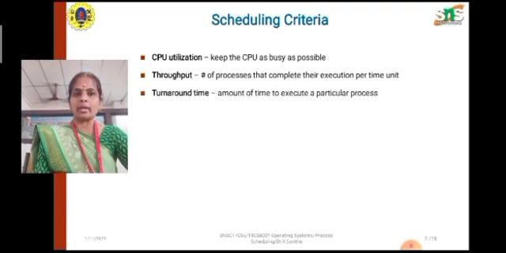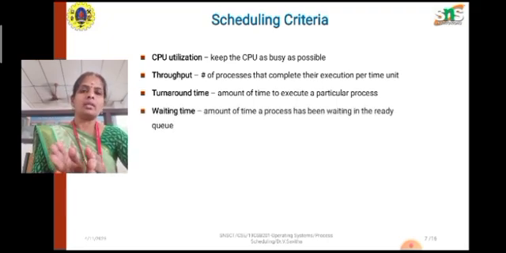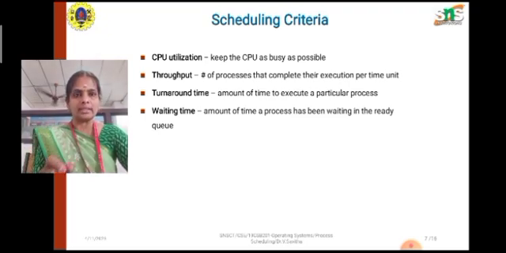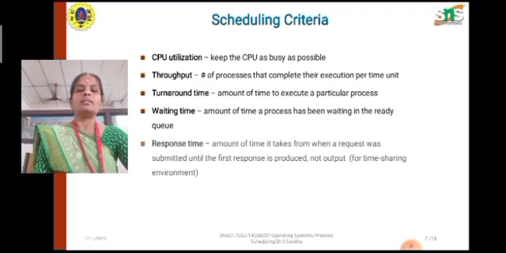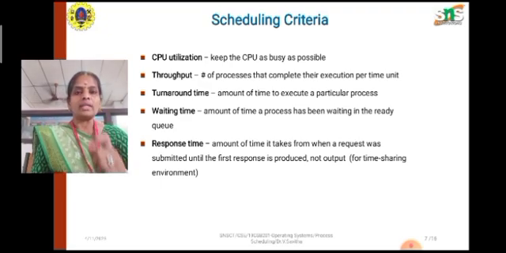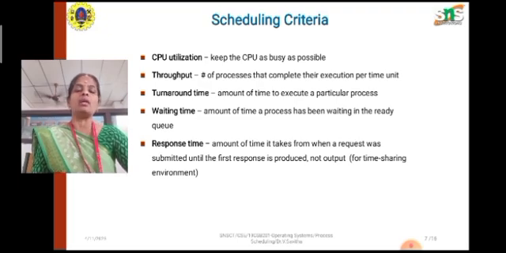Then comes the turnaround time, which is the amount of time taken for executing a particular process. Next comes the waiting time. We may be waiting in a ready queue to get the CPU for execution, and that time spent waiting inside the queue is termed the waiting time. This differs for every process in the ready queue. The last one is the response time. When you submit a job to the CPU, the time when the first response or first output comes out of the CPU is called the response time.